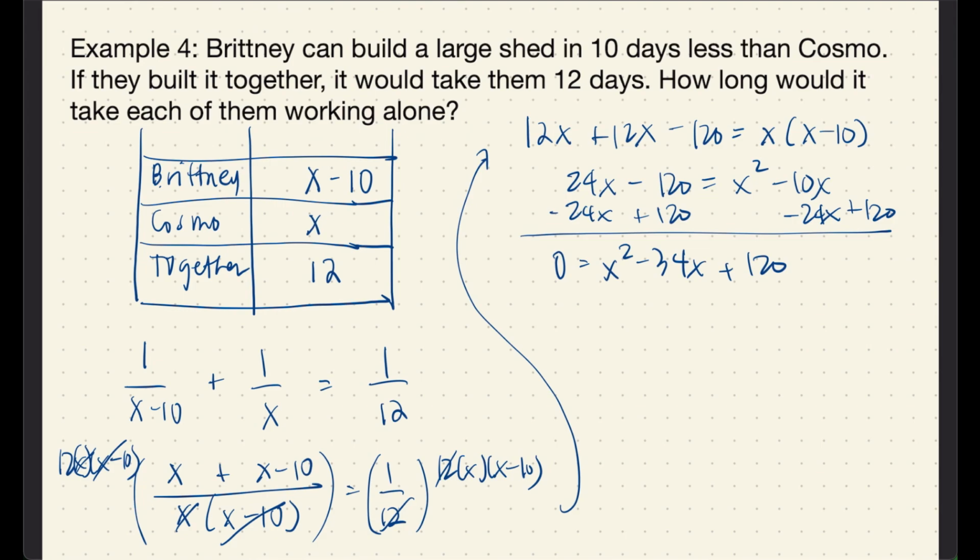Alright. I don't think it will be completed. Let's take a look at the factors. 60 and 2, no. 40 and 3. 30 and 4. It's 30. 30 and 4 can be 34. Yeah. So we can have x minus 30 and x minus 4. Gives us 34.